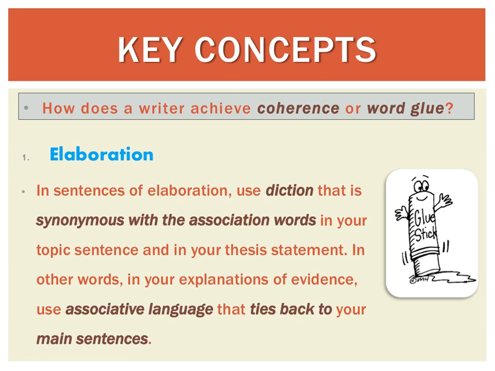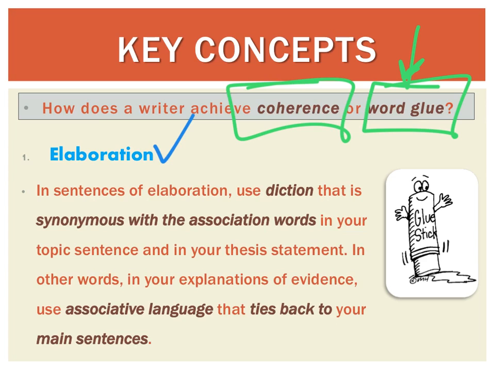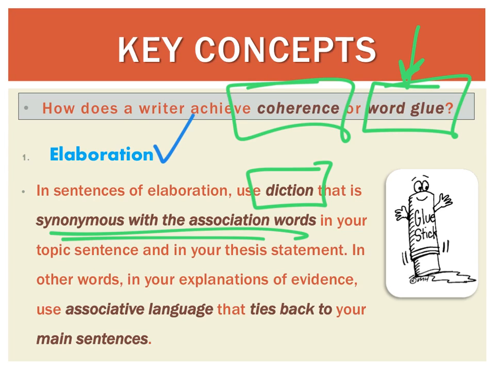So how do you, as a writer, achieve a sense of coherence or a sense of connectedness in your body paragraphs, or what the CEA calls, how do you execute this word glue? Well, you do it in 2 ways. One of the first ways that you do it is through elaboration, and that is that in your sentences, you have to use diction, you have to use association words that are synonymous with those association words in your main sentences, your topic sentence and your thesis statement.